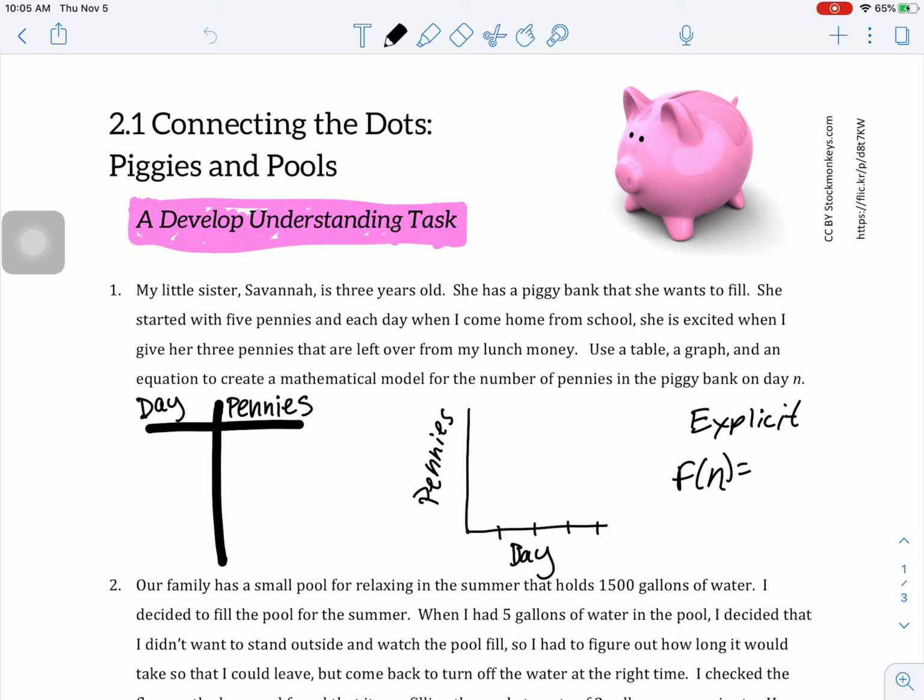So this one, it says she started with 5 pennies. So that means before the sister started coming home from school at 0 days, she had 5 pennies. That's how much was in her piggy bank. And then the first day the sister came home from school, she gave her 3 pennies, and that gave her a total of 8. And then the next day, sister comes home from school, gives her 3 more pennies, and that gives her 11. Next day, sister comes home from school, gives her 3 more pennies, that gives her 14. So we have a table, then we want to make a graph for that, and then you want to write an equation. Both explicit and recursive are in the formative.